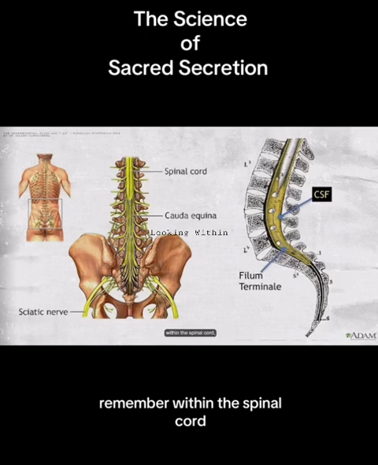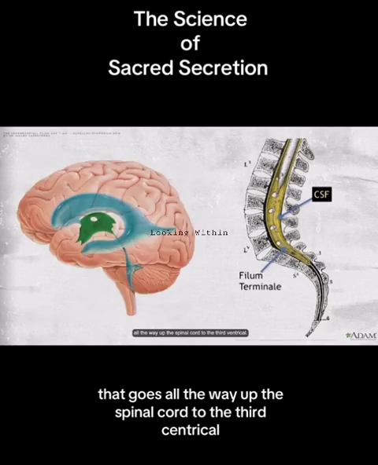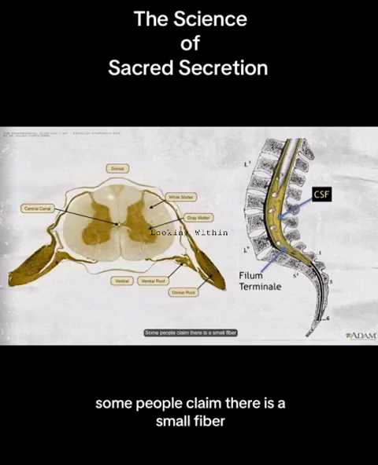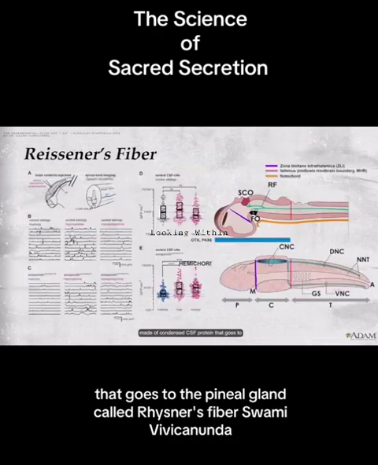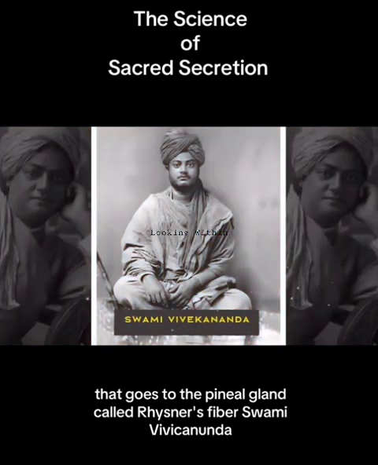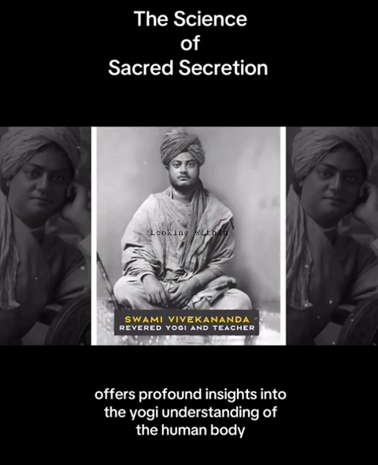Remember, within the spinal cord, there's a canal filled with fluid that goes all the way up the spinal cord to the third ventricle. Some people claim there is a small fiber within the central canal of the spinal cord, made of condensed CSF protein, that goes to the pineal gland, called Reissner's fiber. Swami Vivekananda, a revered yogi and teacher, offers profound insights into the yogic understanding of the human body.